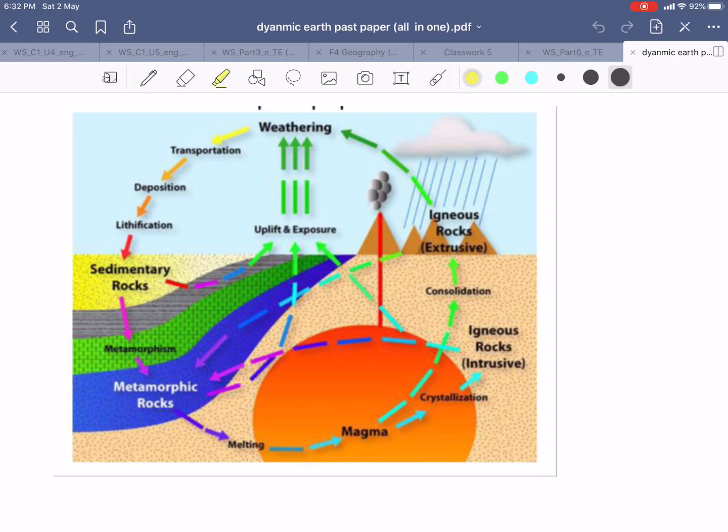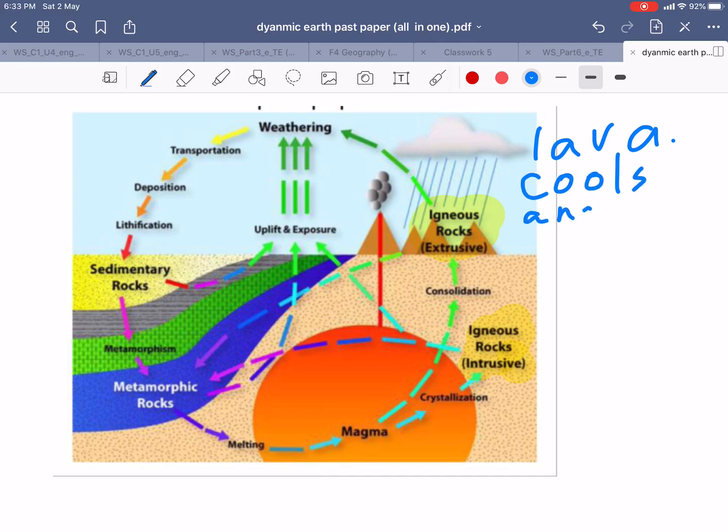First of all, there is the igneous rock, and for the igneous rock, there are extrusive and intrusive igneous rock. But bear in mind, the extrusive igneous rock is the solidification of, sorry, not magma, it should be lava. The cooling and solidification of lava: the lava cools and solidifies quickly.